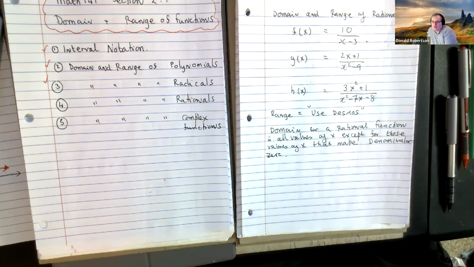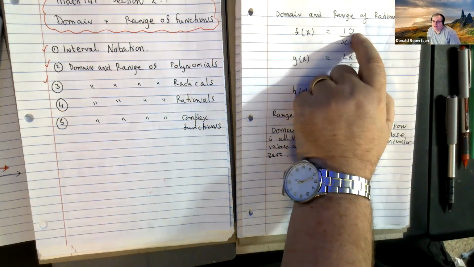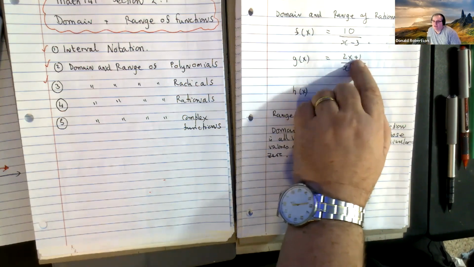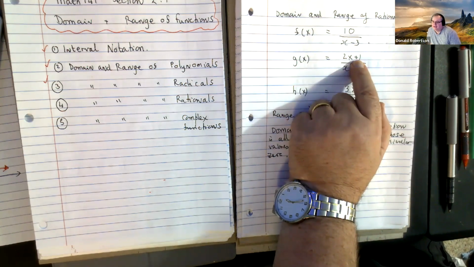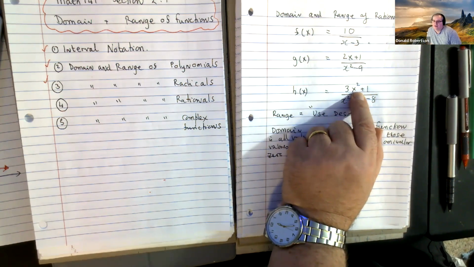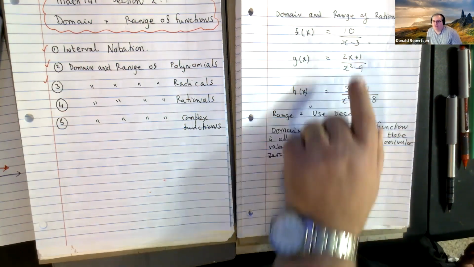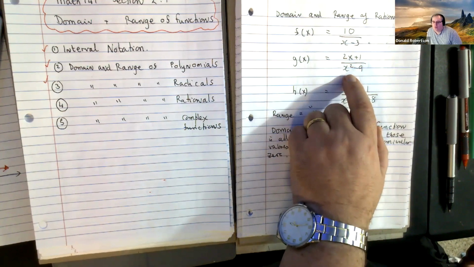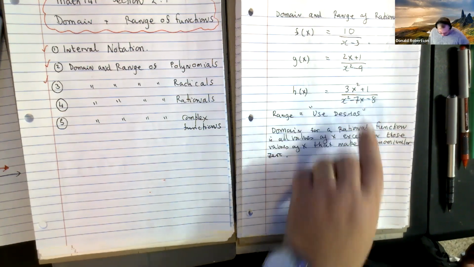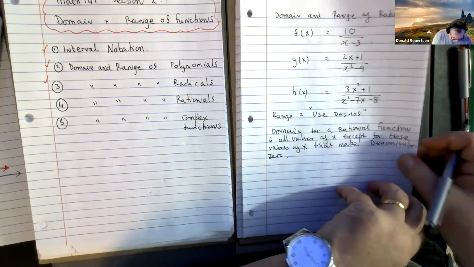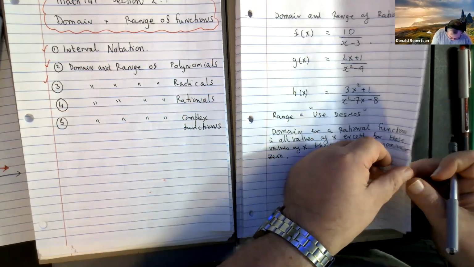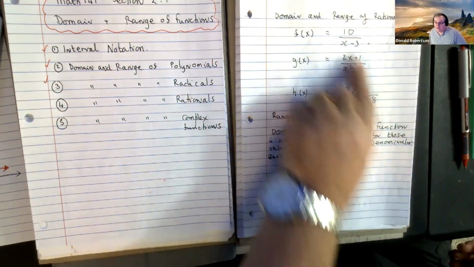So that means we don't care what the top thing in a fraction is. It doesn't affect the domain. So I don't care that that's 10 or 10x. I don't care that that's 2x plus 1 or anything else. I don't care that that says 3x squared plus 1. All I care about is what values of x will make the bottom 0, because those guys we can't use. So let's start with the first one.